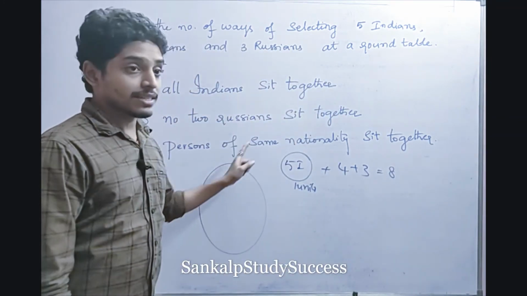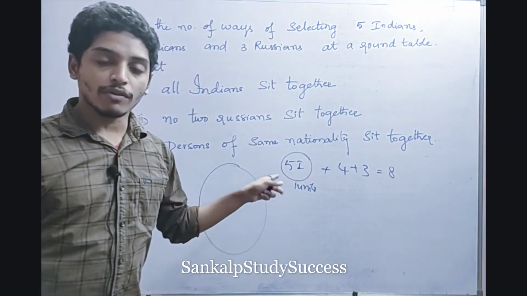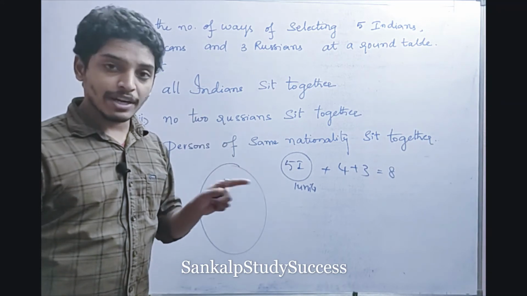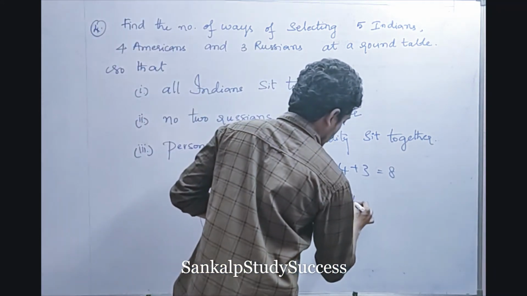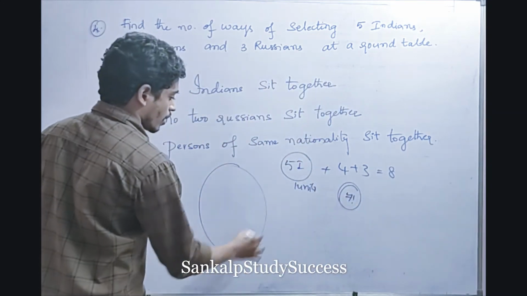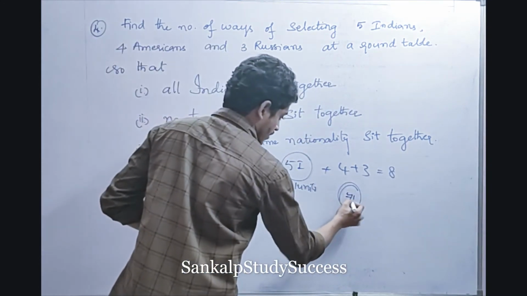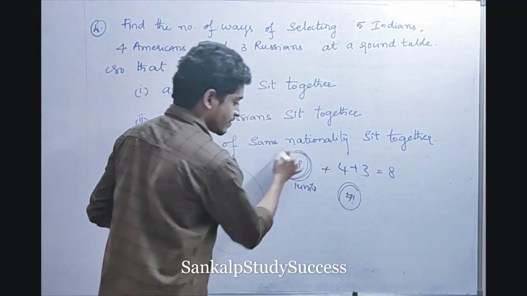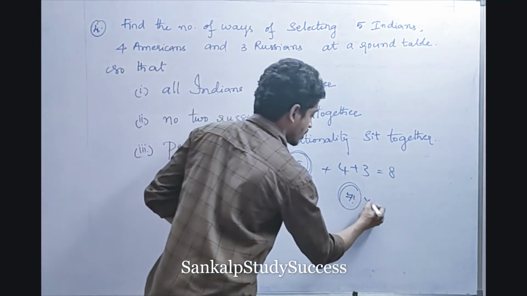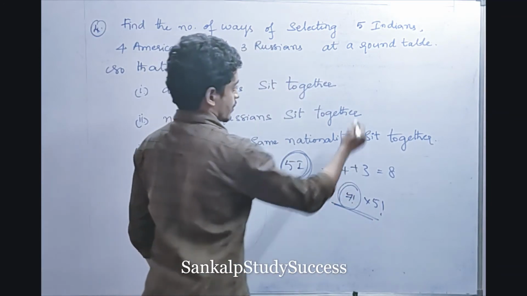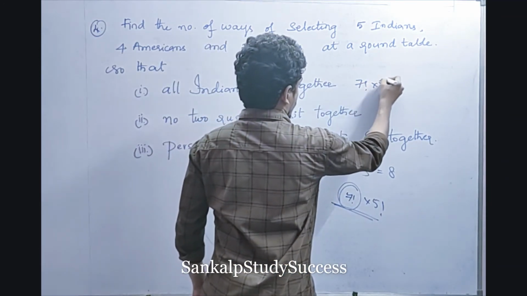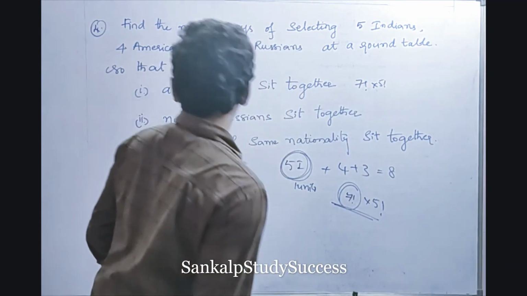8 in the sense, in circular arrangement, what is the formula for all taken at a time? So (8 minus 1) factorial, that is nothing but (n minus 1) factorial, nothing but 7 factorial ways we can arrange. So all can be arranged in 7 factorial ways, and the 5 Indians individually can be arranged in 5 factorial ways. So the final answer is 7 factorial into 5 factorial. Got it?